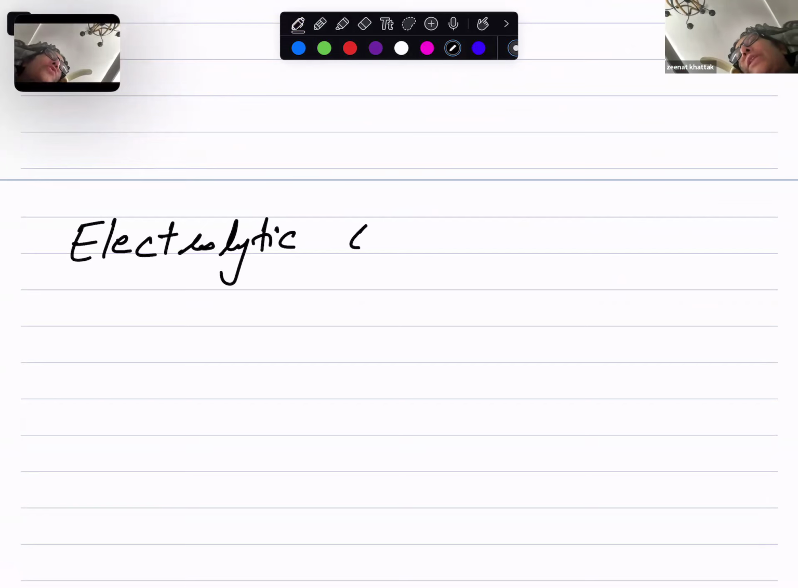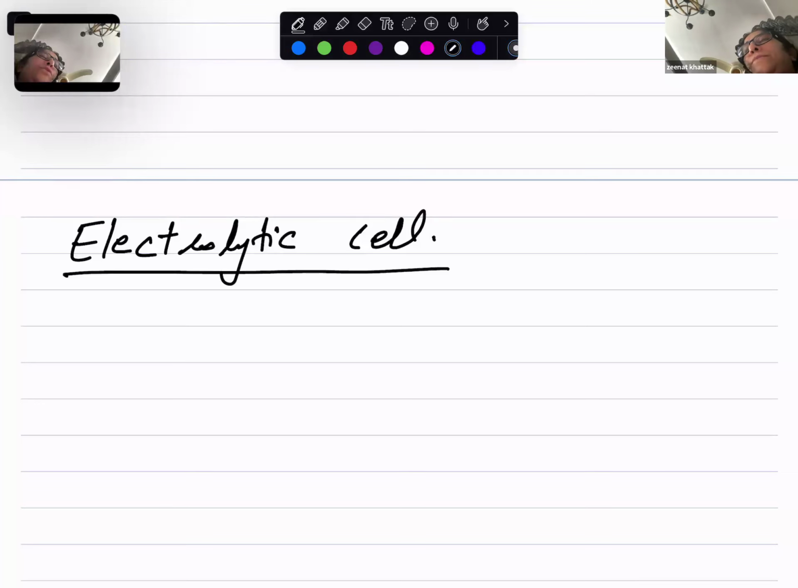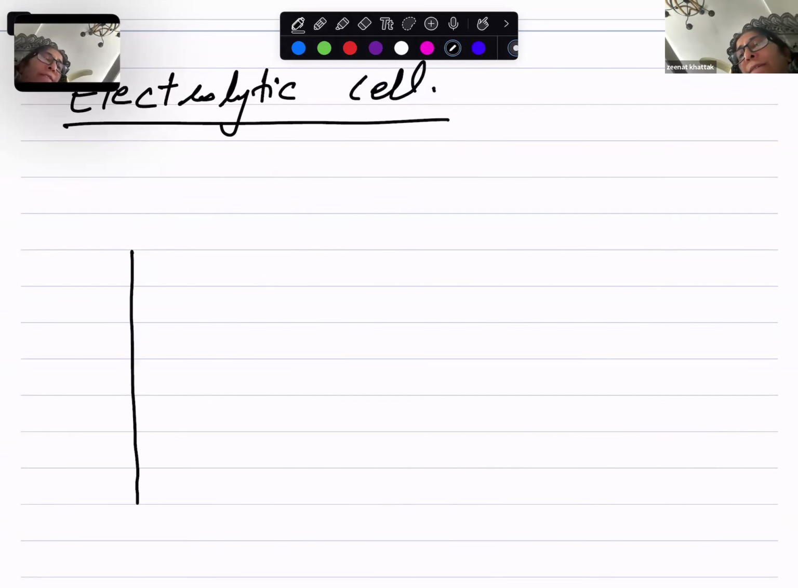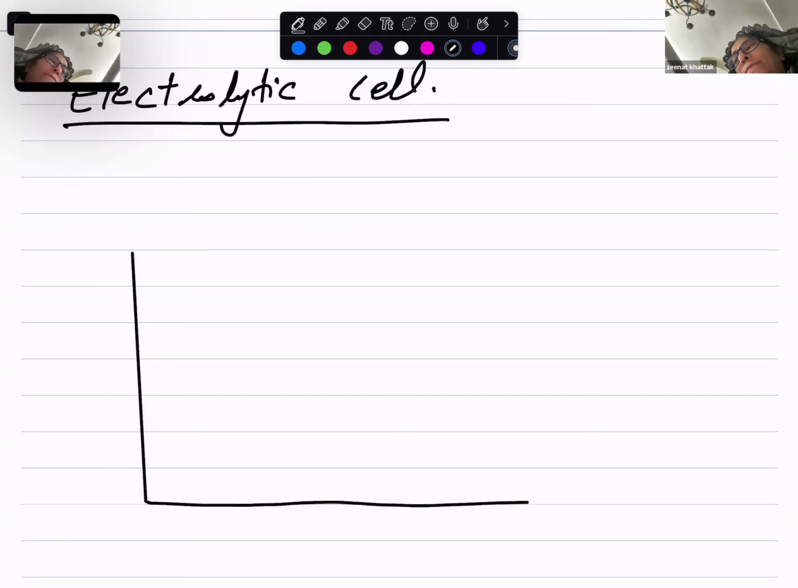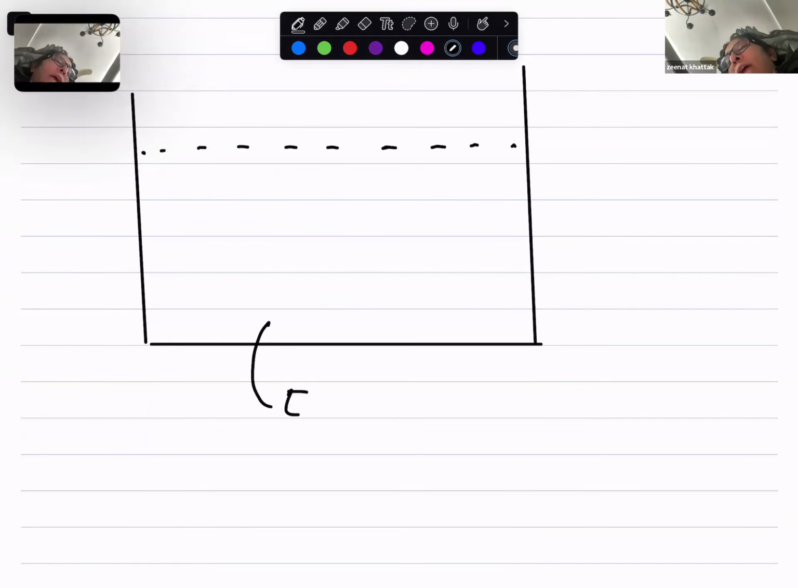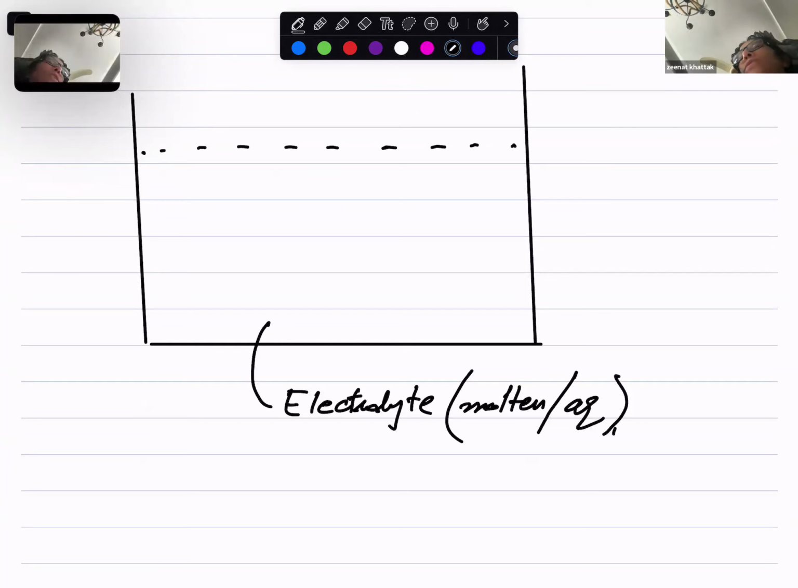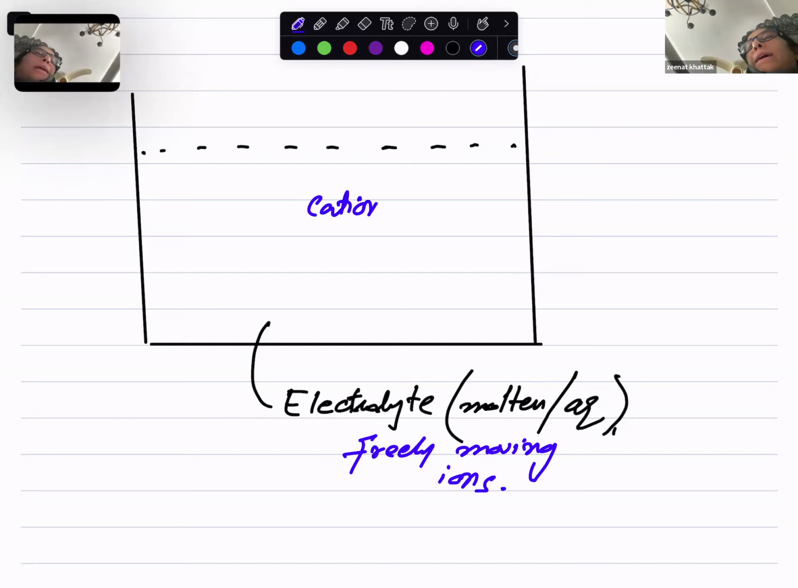In every electrolytic cell, look, this is the beaker that contains, first thing, electrolyte. And what should be the physical state? It is molten or aqueous. What is there inside it? Ions. Freely moving ions. There are cations, there are anions.